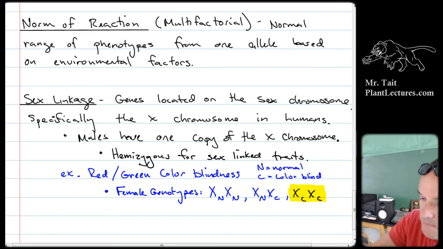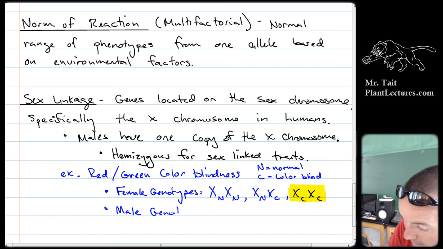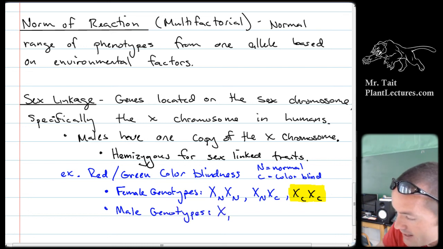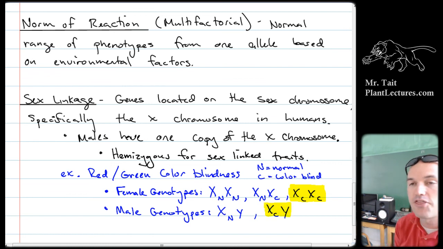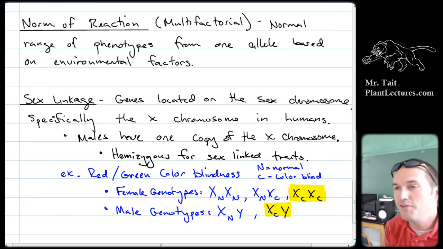Okay? But if we look at the male genotypes, males are XY, right? So that means we have X normal Y and we have X colorblind Y. Right? And so that means that 1 out of 2, or 50% of males versus the 33% of females. And as I said, we see it roughly 20% more in males than we do in females, which makes total sense based on the genotypes possible.